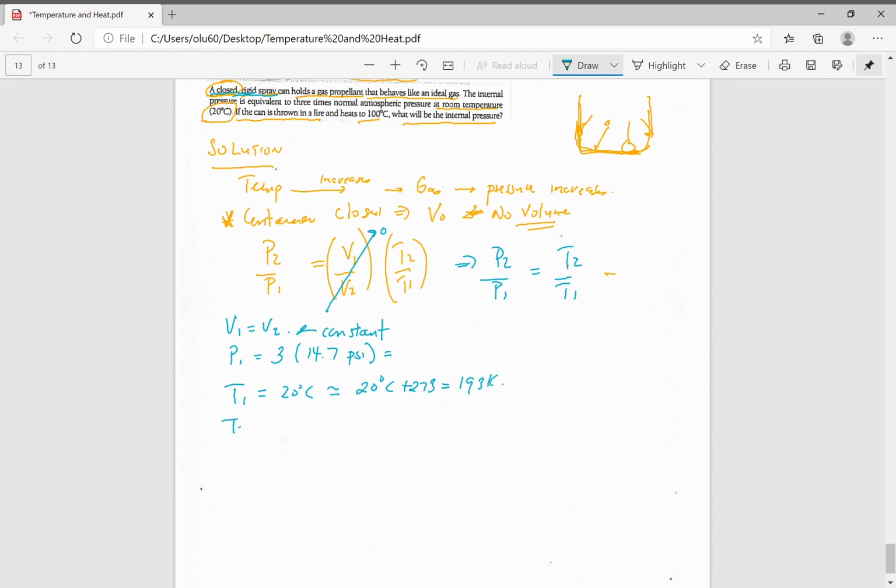Okay. T2 was 100 degrees Celsius, and that's going to be 100 degrees Celsius plus 273 equals 373 Kelvin. Again, always convert your temperatures to Kelvin. So now, using our ideal gas law, P2 divided by P1 equals T2 divided by T1. And now we can solve for P2, which is going to be P1 times T2 divided by T1. So I'll let you do the math on this. We already know what the pressure is. We know what the temperature is, T2. And we also know what the temperature is for T1. Again, your answer should be in pounds per square inch.